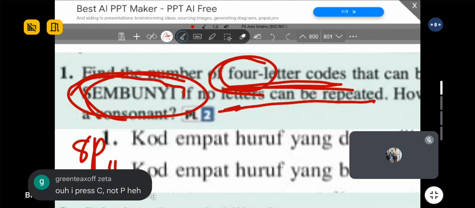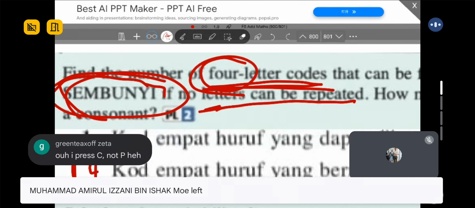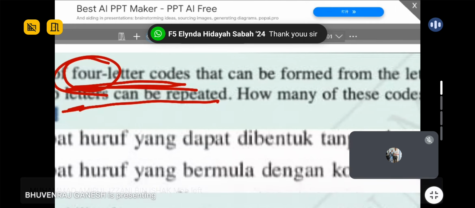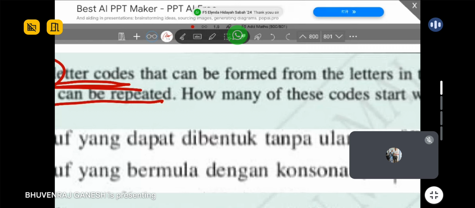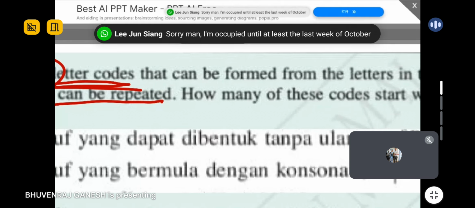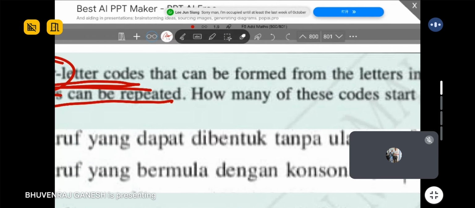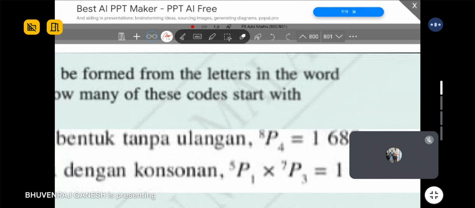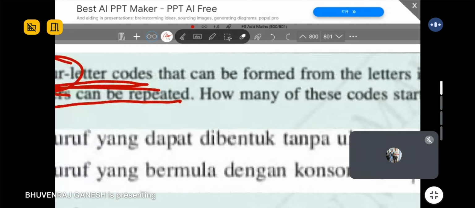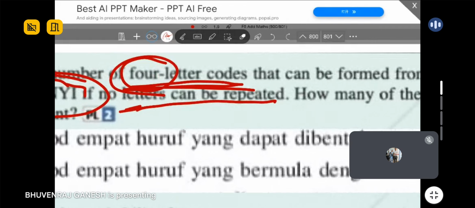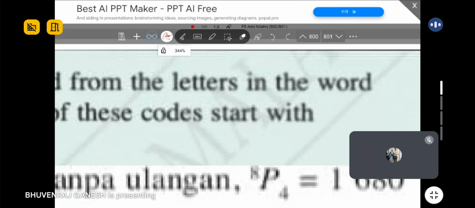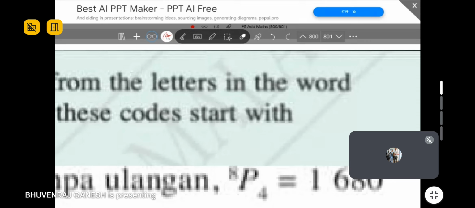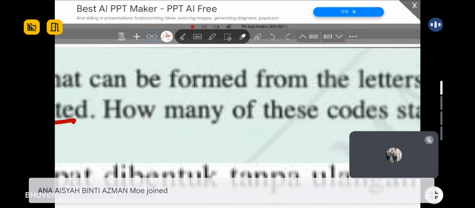Because this one is permutation. Pilih atur. Oh, careful lah guys. You must know how to identify permutation or combination. Kamu kena tahu yang mana satu pilih atur, yang mana satu gabungan. Okay? So, yeah. The answer is 8p4. Okay, so the answer is 1680. Okay? All right, second part.